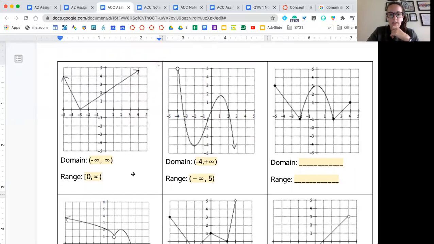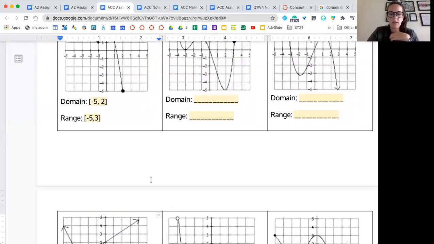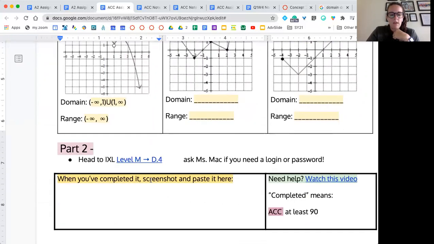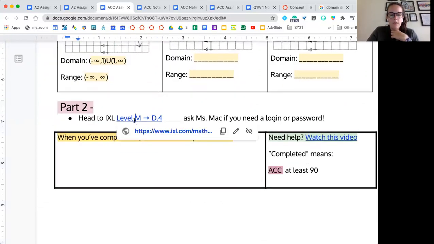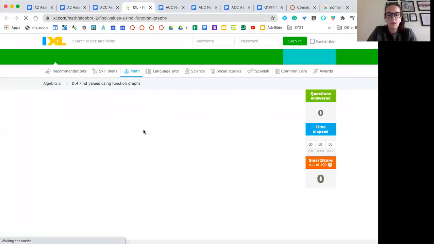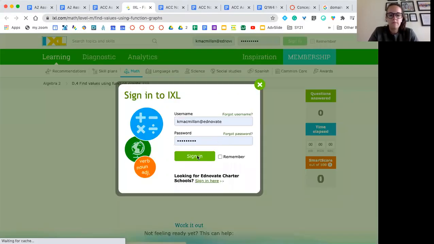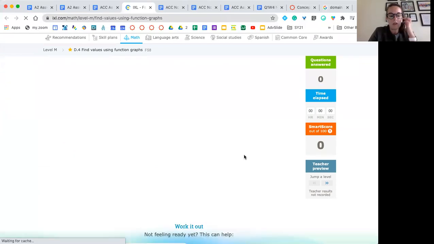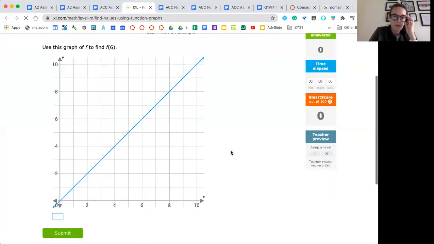So this is domain and range. You have a few more to practice here, and you can go ahead and finish those up. And then for part 2, this is the second part, it goes with your function notation section. Make sure that you sign in, and then you're going to find the values that it asks you to.